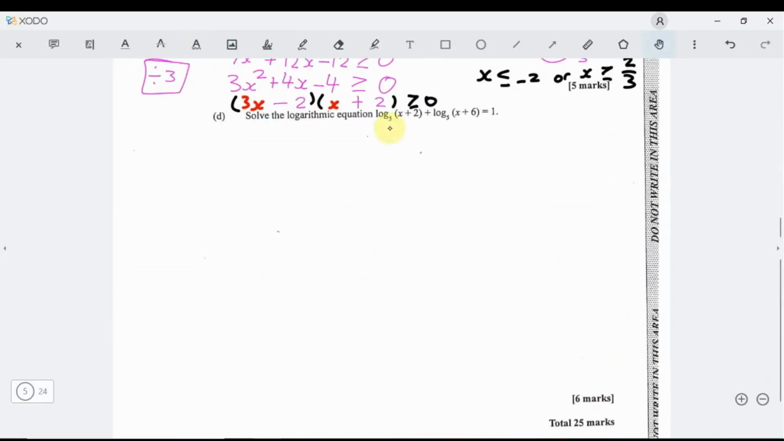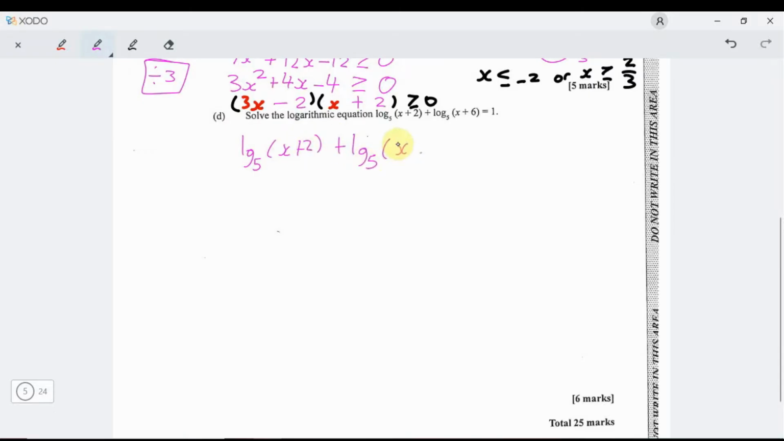Part D needs us to solve this log equation for 6 marks. Easy piece of 6 marks. So we have log base 5 of x plus 2 plus log base 5 of x plus 6 equal to 1. In that case now, we get log base 5 of x plus 2 times x plus 6, because we have to remember the rule with logarithms that when the bases are the same, log a plus log b is the log of a times b. You have to remember that rule.